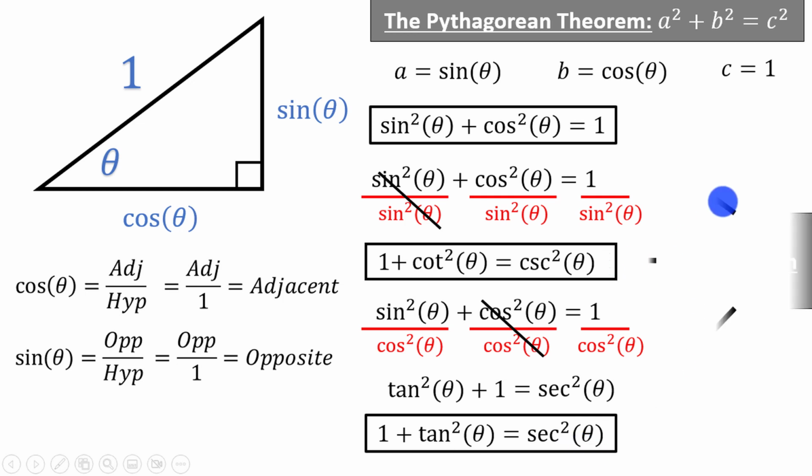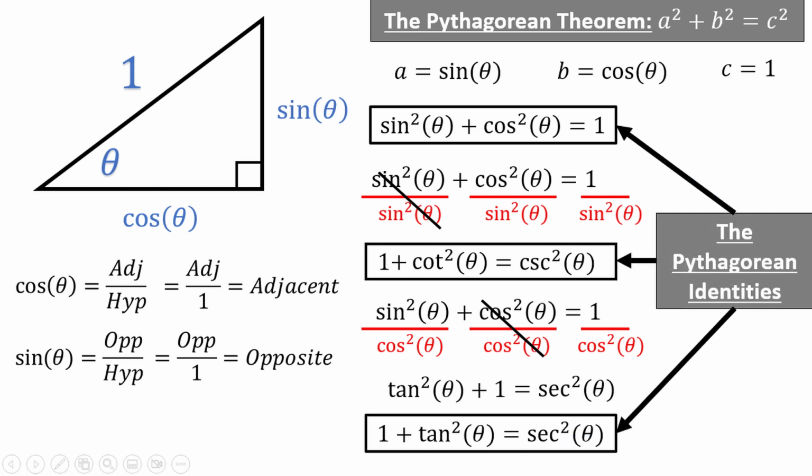These are the three Pythagorean identities. It's absolutely worth your time to memorize these identities. Typically, students are able to memorize sine squared plus cosine squared equals 1 relatively easily. It's the other two that are more difficult.